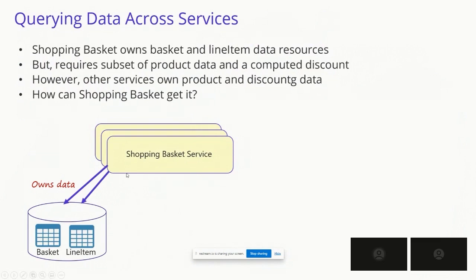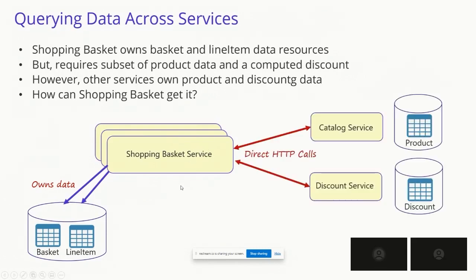In order to add an item to the basket, the shopping basket service needs to know a couple of things. It needs to know information about a product, and it also needs to calculate a discount price or price for a customer. The problem is shopping basket doesn't own product data, and it doesn't own discount data. So how does it handle this? Well, we could have the shopping basket, like we said, do direct HTTP calls, synchronous calls to the catalog service.